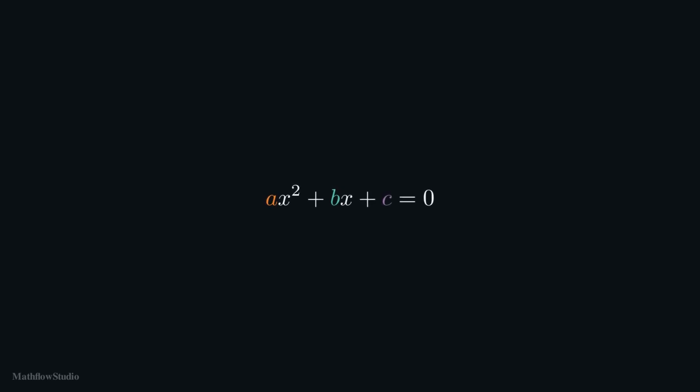Every quadratic equation, ax squared plus bx plus c equals 0, has roots we can find exactly. Let's derive that formula by completing a square, keeping every step in view. First, divide every term by a, and move the constant to the right.